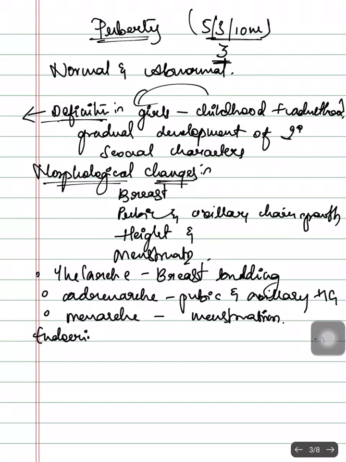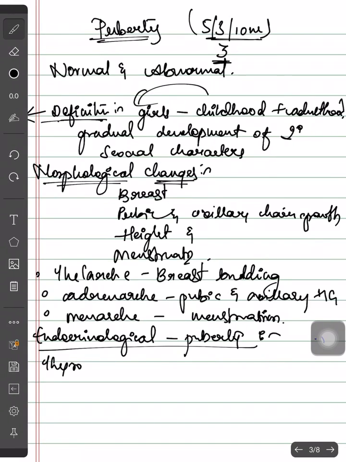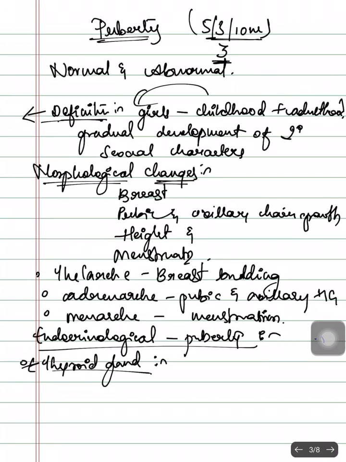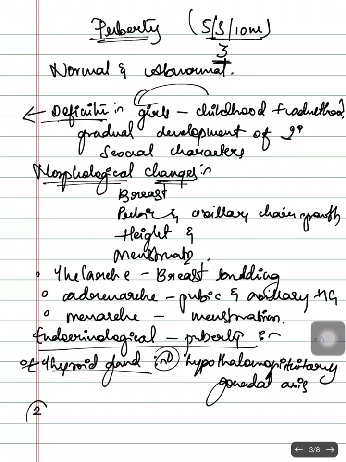Next, coming to the endocrinological changes that happen in puberty, we will see the hypothalamo pituitary gonadal axis. In that, the thyroid gland plays a very important role. There are certain changes that take place in the thyroid gland, so it plays an active role in the hypothalamo pituitary gonadal axis. The GnRH pulses from the hypothalamus result in pulsatile gonadotropin secretion, first during the night and then by daytime.